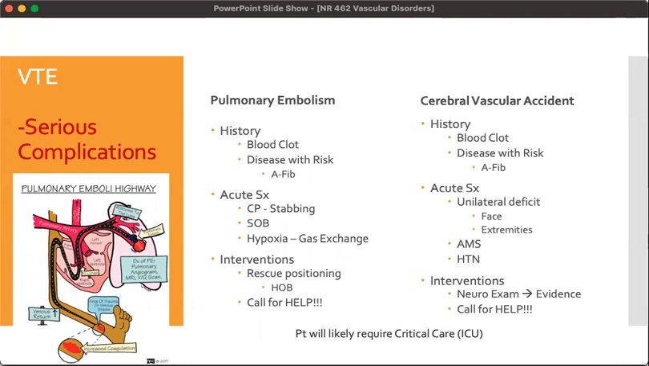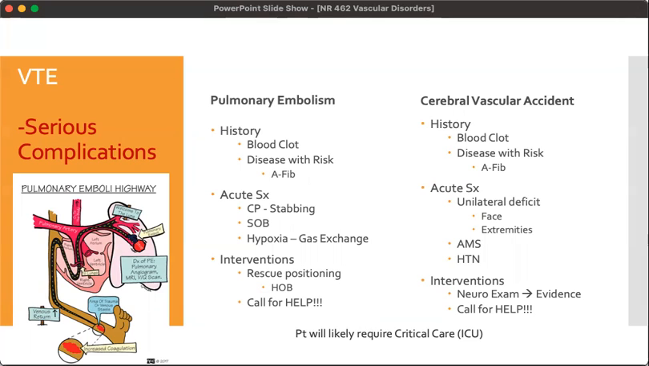Patients with PE, they tend to complain of chest pain, acute onset, stabbing, sharp chest pain, right in the middle of their chest. Very different than heart attack, which is more of a dull crushing type pain. This is like sharp, I've been stabbed in the chest kind of pain. Shortness of breath, absolutely a thing. And hypoxia, because they have decreased surface area in their lung for gas exchange because the blood clot is blocking some of those capillaries from receiving blood supply.